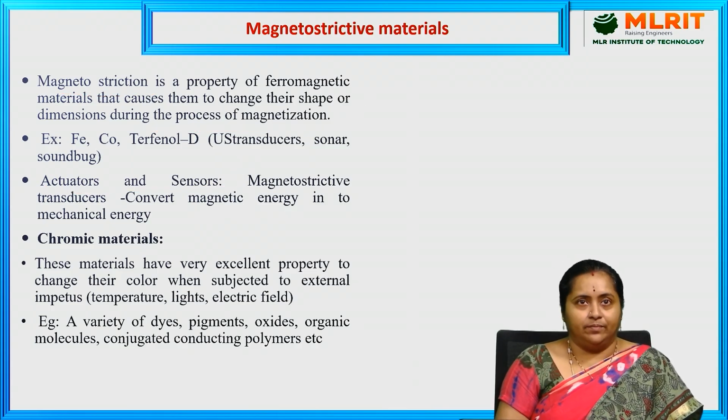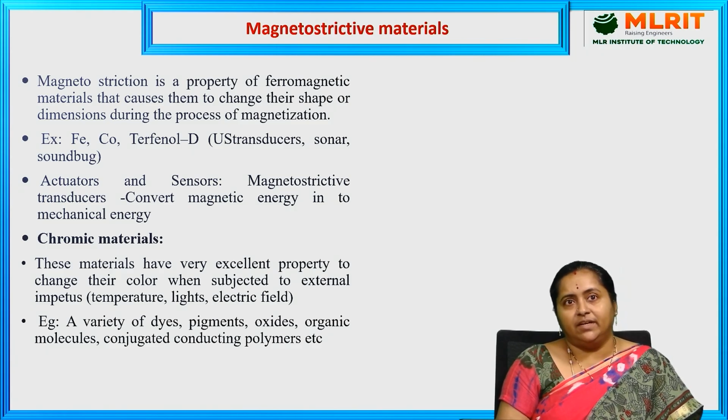Chroma means color. So these are of different kinds of things. That material can be subjected to light, temperature, electric field, even pH, anything we can apply on that material. That means external stimuli can be anything. So accordingly it is able to change its color.